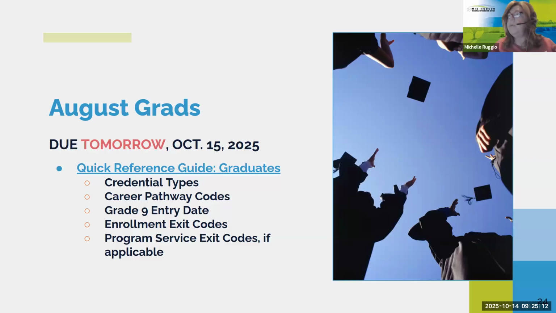So again, those are the career pathways, having that grade 9 entry date to identify the cohort, having the appropriate enrollment exit code, and also any program service codes. Was there a seal of biliteracy? Was there a seal of civic readiness? So those are the types of things that we're looking for when we're talking about August grads. So of course, more details can be found on that quick reference guide and in the SIRS manual.